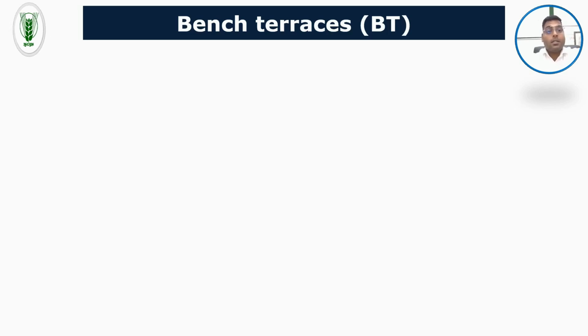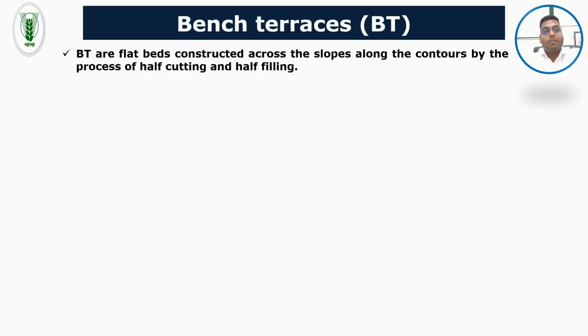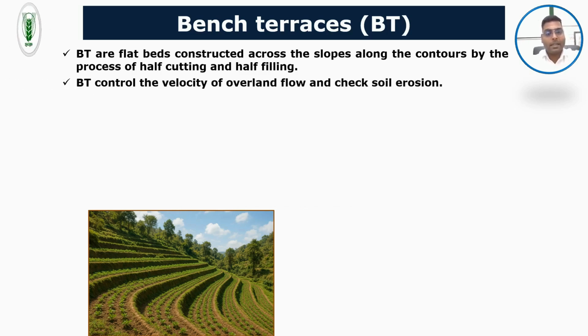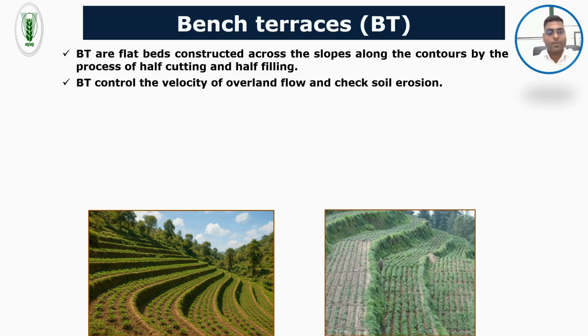The last approach is bench terraces. Bench terracing is a promising technology, particularly for sloping areas. Bench terraces are flat beds constructed across the slopes along the contours by the process of half cutting and half filling. Bench terracing controls the velocity of overland flow and finally checks soil erosion. They impart optimum rainwater utilization through increased infiltration and water use efficiency.